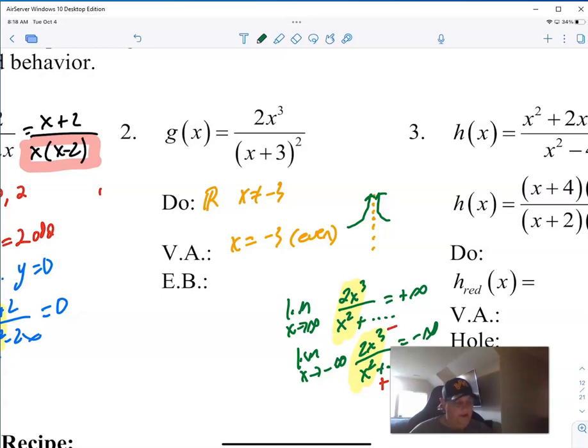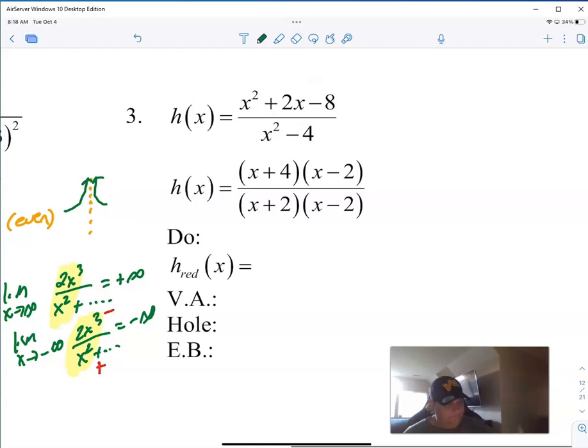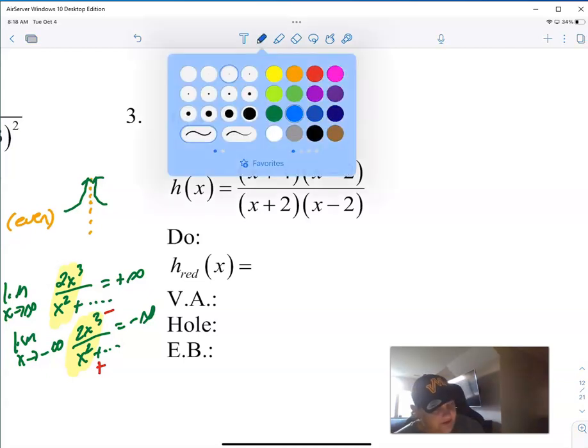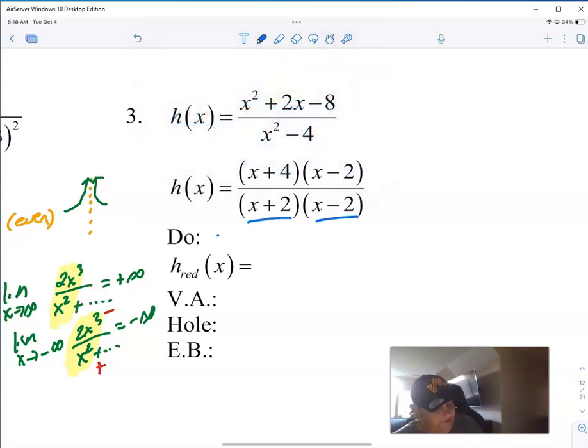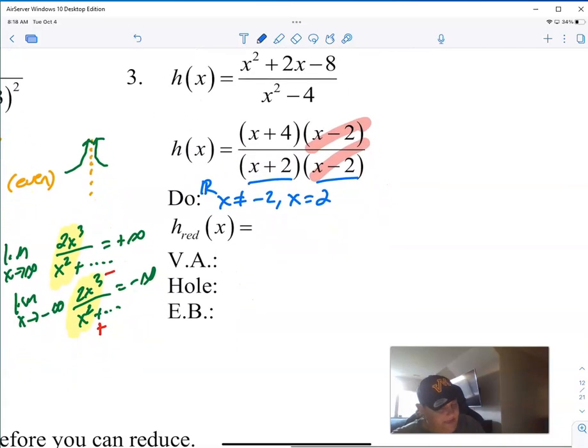All right. Number 3. So it was all factored out here for us. That was very nice. My domain comes from those. X cannot be -2. X cannot be 2. Otherwise, it's all real numbers. All right. My reduced function, that's what this R equals. My reduced function is x plus 4 over 2.